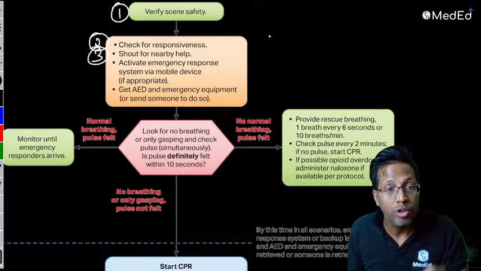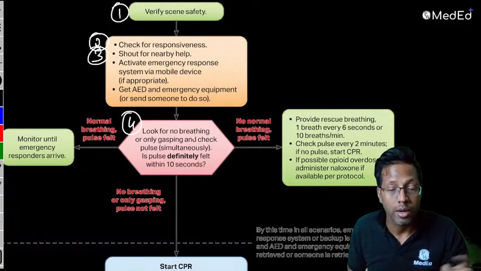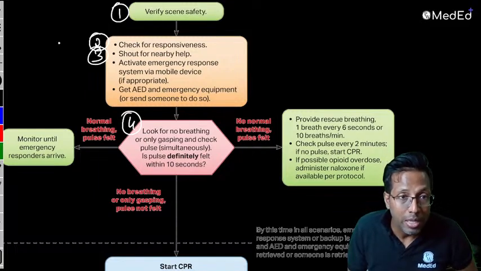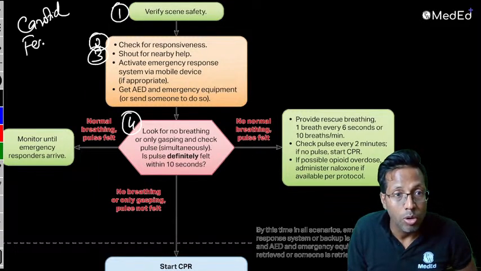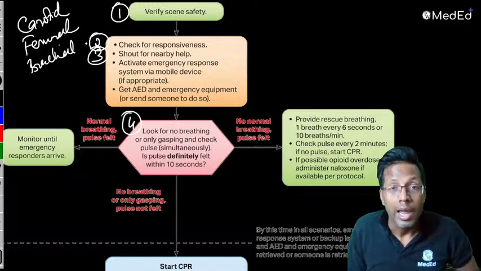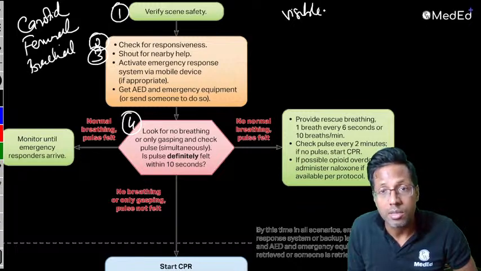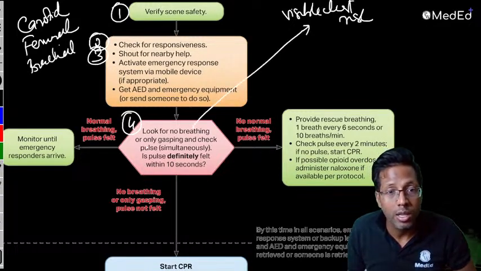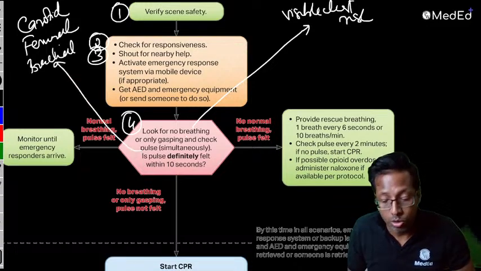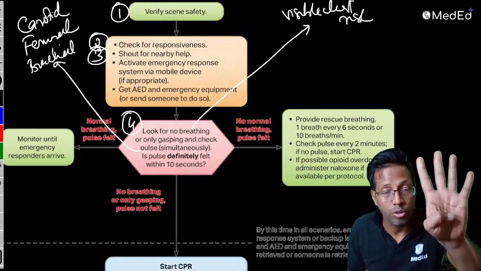After you've called for help, the fourth step is look for breath and pulse, right? When you are looking for the pulse, you check the carotid pulse, you can check the femoral pulse, and especially in children you can check the brachial pulse. At the same time, look for the visible chest rise. That's how you will see whether the breath is there or not. Two things to be done simultaneously within 10 seconds. That's the fourth step.